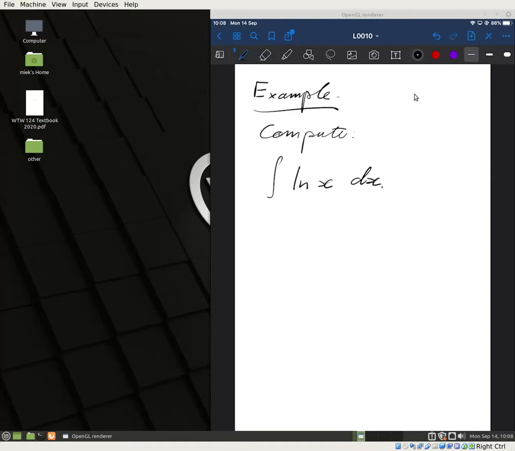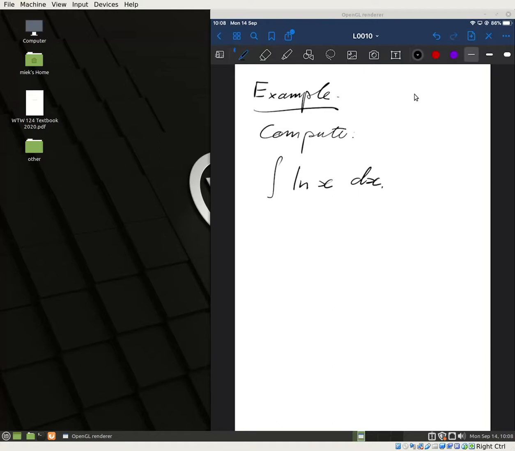Let's take a look at this example. So we want to compute the indefinite integral of ln x. Okay, and we have been using integration by parts. So we are primed into using integration by parts.